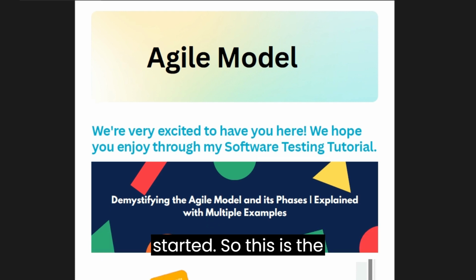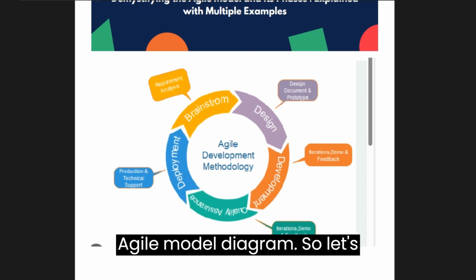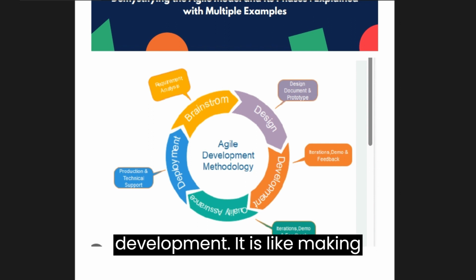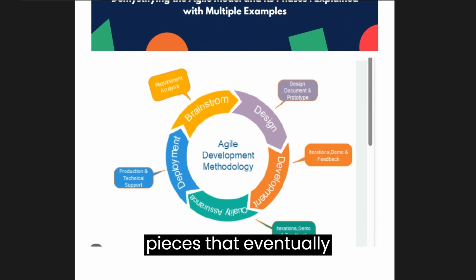Now let's get started. So this is the Agile model diagram. So let's start with the basics. What is the Agile model? Agile is an iterative and flexible approach to software development. It is like making a puzzle by starting with the smaller pieces that eventually form the big picture.